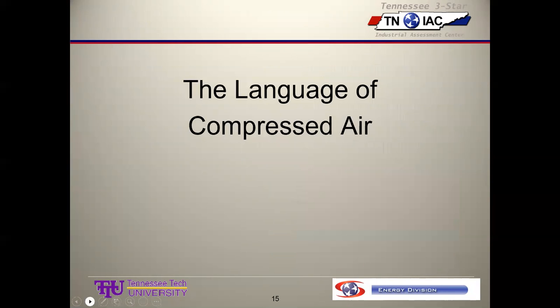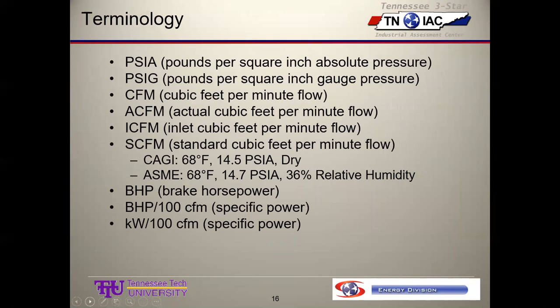Okay, language of compressed air. We'll go through some of this. PSIA, that's pounds per square inch absolute, pressure measured relative to absolute vacuum. PSIG, pounds per square inch gauge, which is the pressure above atmosphere, wherever the location where the gauge is measuring. CFM, cubic feet per minute of flow. ACFM, actual cubic feet per minute of flow.